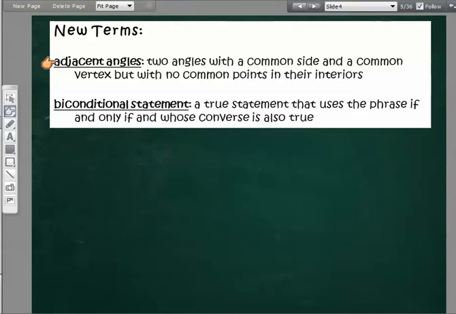Some terms that we're going to be using today. Adjacent angles are two angles with a common side and a common vertex, but with no common points in their interiors. A biconditional statement is a true statement that uses the phrase if and only if, and whose converse is also true.